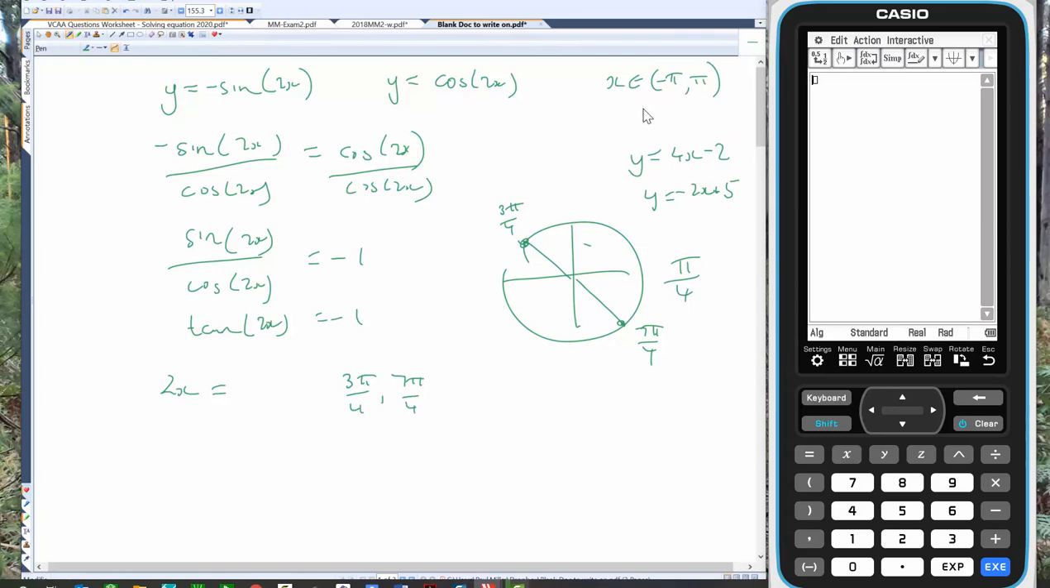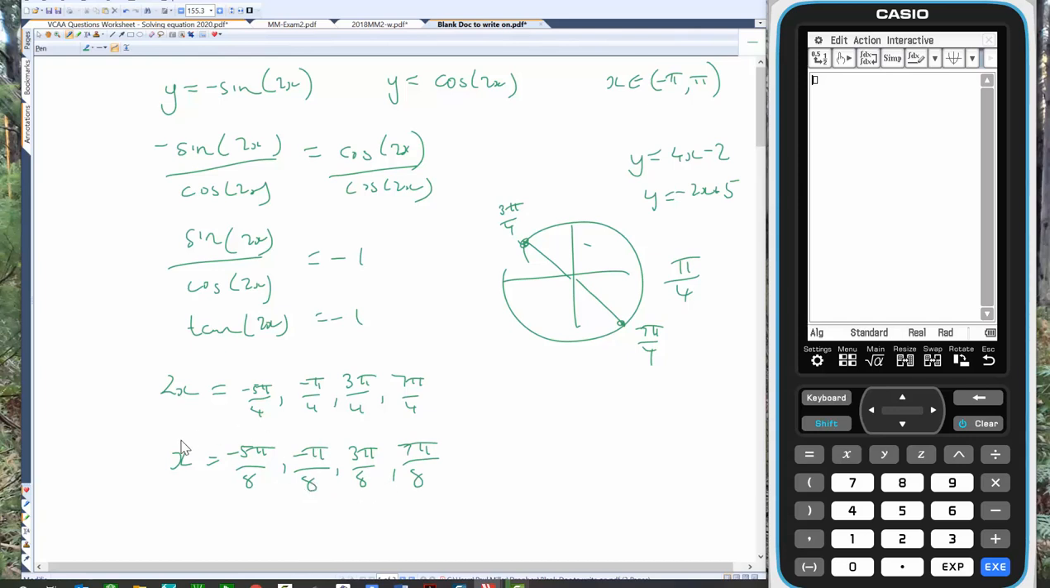Now, because we've got a domain here of negative pi to pi, what I'm going to do is generate some negative solutions now. So I'm going to go back this way, which is going to be negative pi on 4, all the way over to here, 2, 3, 4, 5, negative 5 pi on 4. X is equal to negative 5 pi on 8, negative pi on 8, 3 pi on 8, 7 pi on 8. All right, and there is my solution.